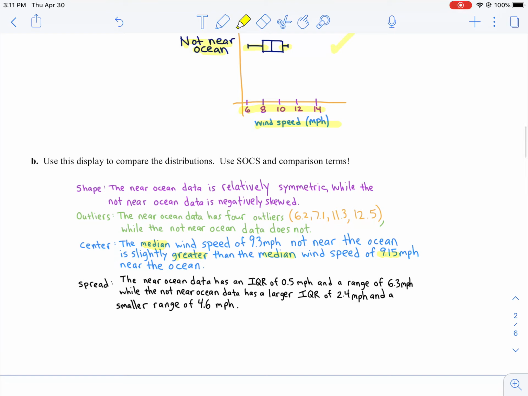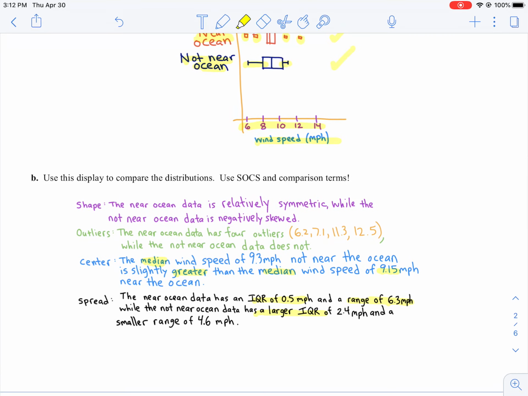We're going to do the same thing for spread. We're going to talk about the IQR for each of them and the range for each of them. And then we're going to also use a comparative word saying that it has a larger IQR of 2.4 miles per hour and a smaller range of this.